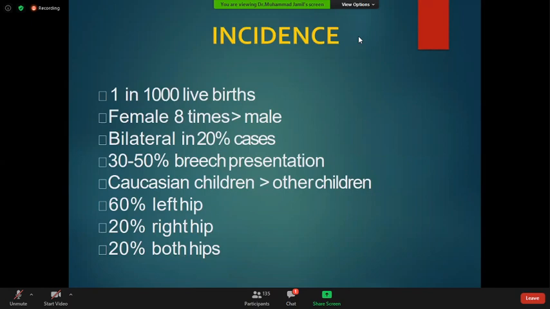Breech presentation is common. The left side is most common, about 60%. 20% is right side and 20% is bilateral. So the most common is the left side.